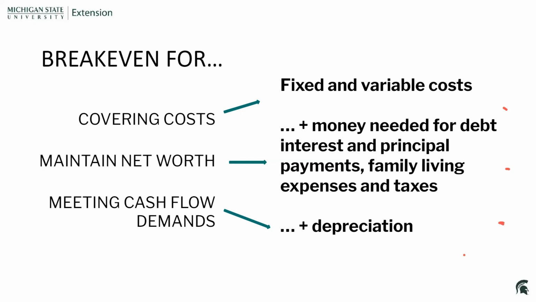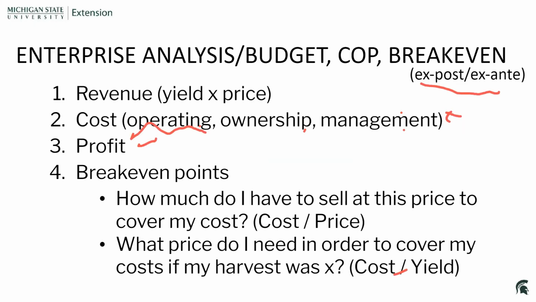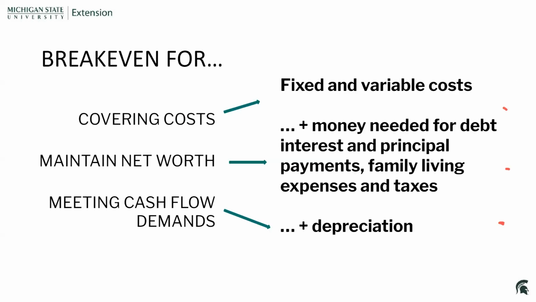So again, the more you add to that cost, the safer your break-even number will be. But again, if you want something quick and dirty, just add your operating costs, and that will give you an idea. Just know what's included in that number.